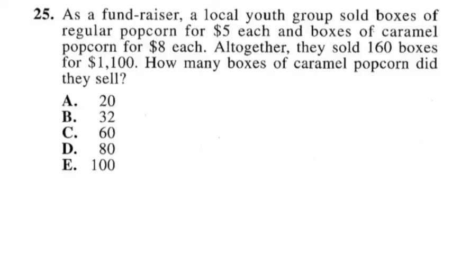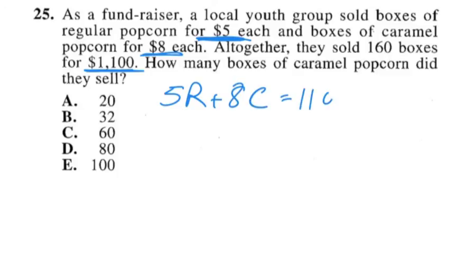Now this one says, as a fundraiser, a local youth group sold boxes of regular popcorn for $5 each and caramel for $8 each. Altogether, they sold 160 boxes for $1,100. So we write that equation, 5R plus 8C equals 1,100. That gets the amount out of the way. Now the count of items. We sold 160 boxes, so R plus C is 160.